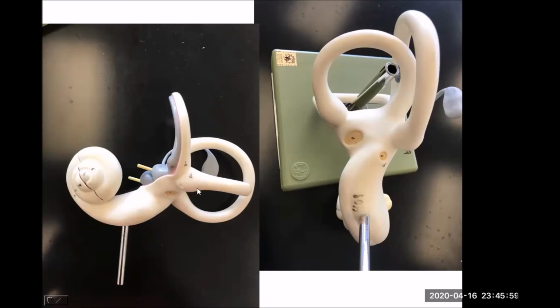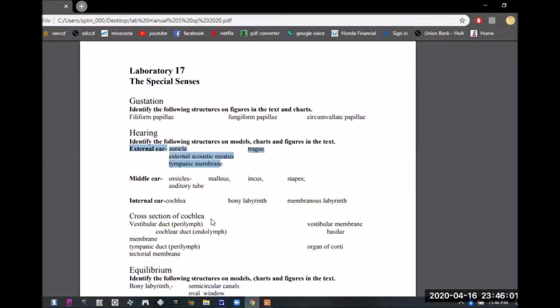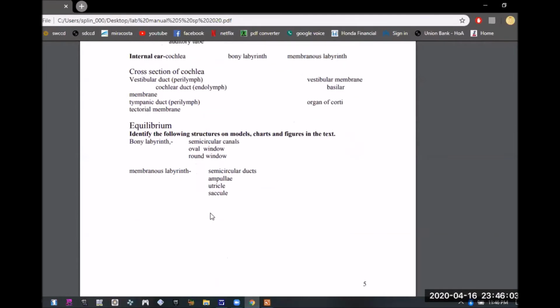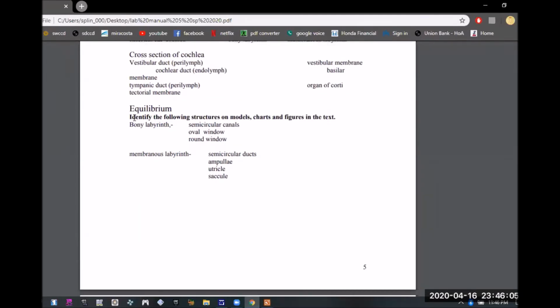So now we're moving again through the lab down to the section for equilibrium, which is still an inner ear function. So now we have some specific terminology here. The semicircular canals consist only of the three looping areas of the bony labyrinth. The same goes for the semicircular ducts. They're only the three looping areas of the membranous labyrinth.